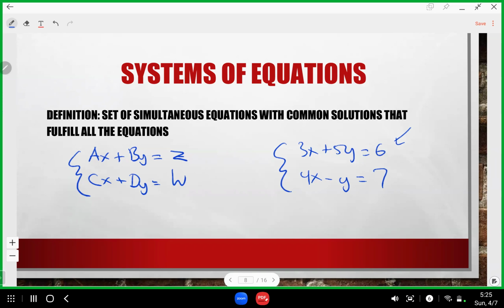Later on, we'll be doing word problems, and you can see how useful systems of equations are when you apply them to real scenarios. A lot of times you don't just have one equation, you have multiple equations.